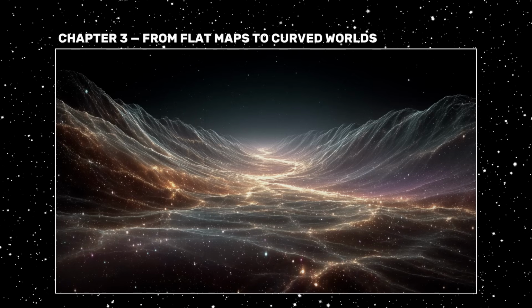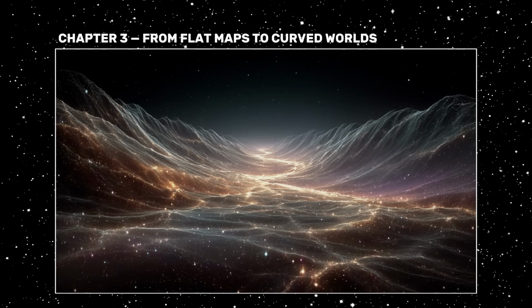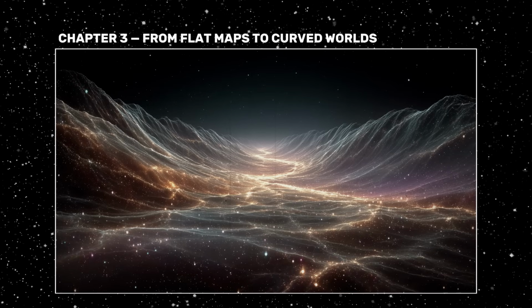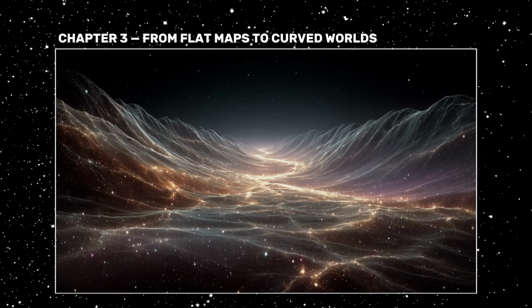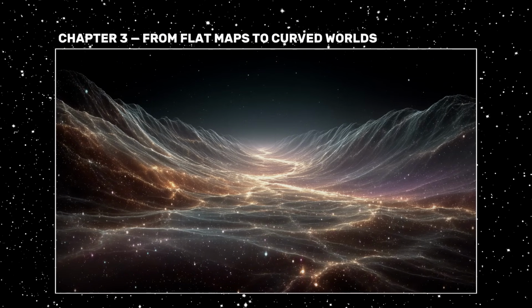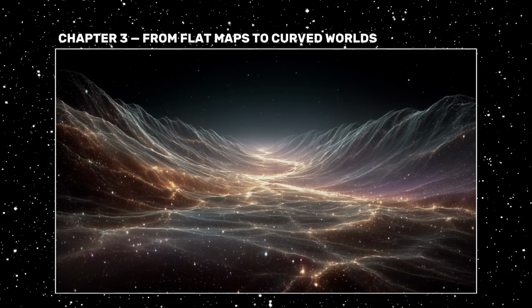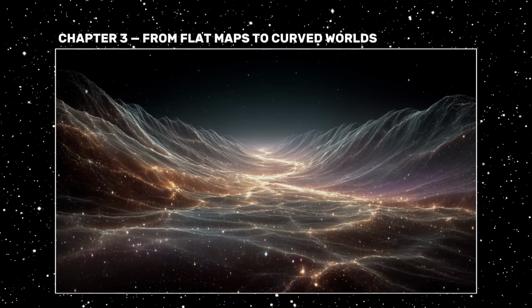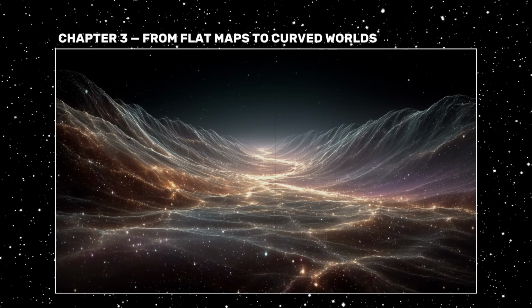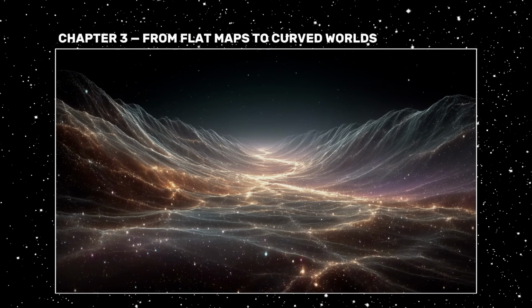The real shift began when mathematicians started asking whether geometry itself could be generalized. What if Euclid's postulates were not the only possibility? Could there be other consistent systems of geometry in which parallel lines behaved differently, or the sum of a triangle's angles varied? The 19th century brought bold answers.